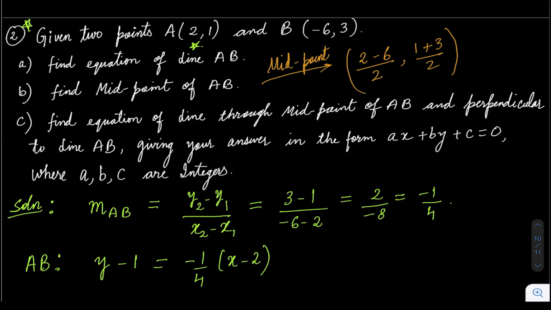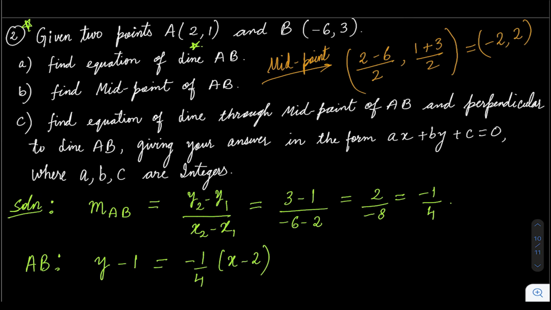So what is this value? This value is nothing but minus 4 over 2 and 4 over 2. So that will give you basically minus 2 comma 2. So this is the midpoint.